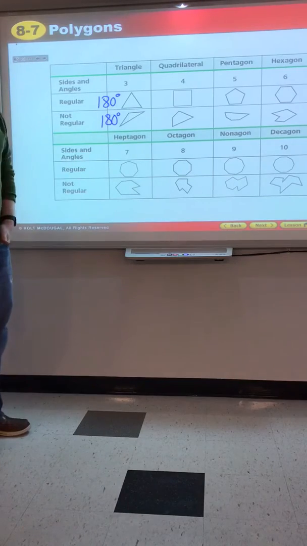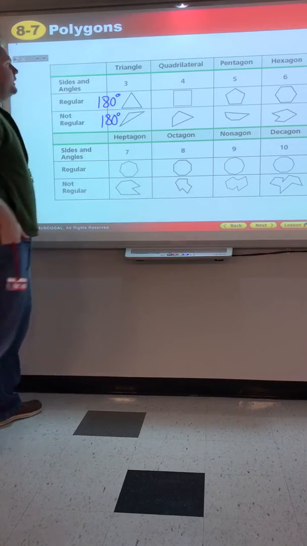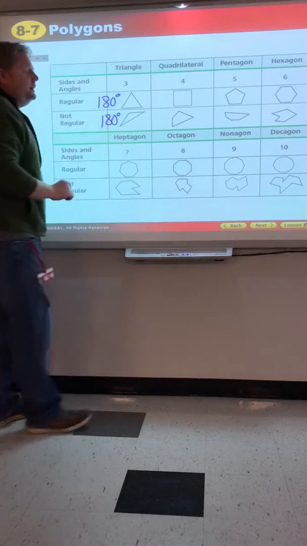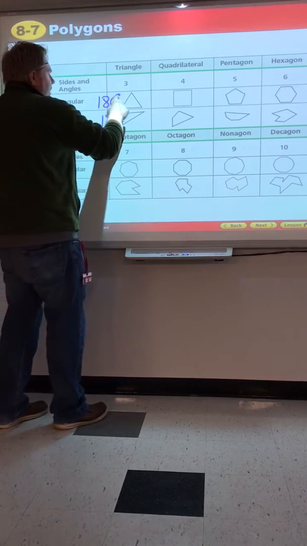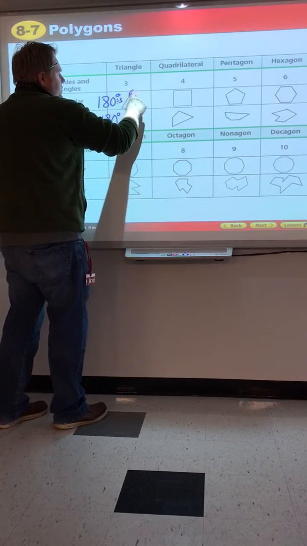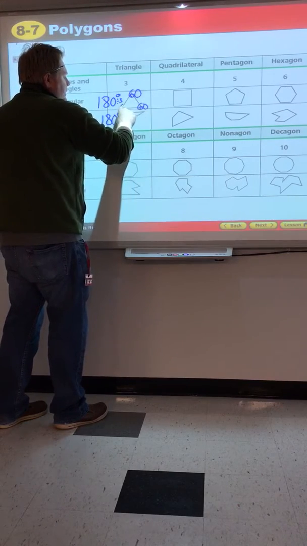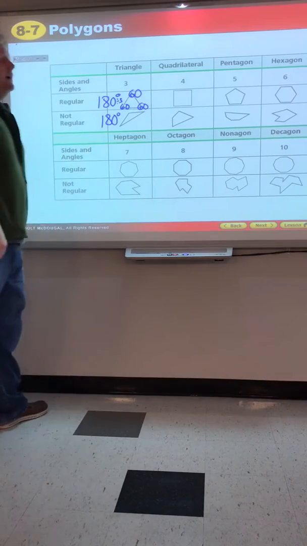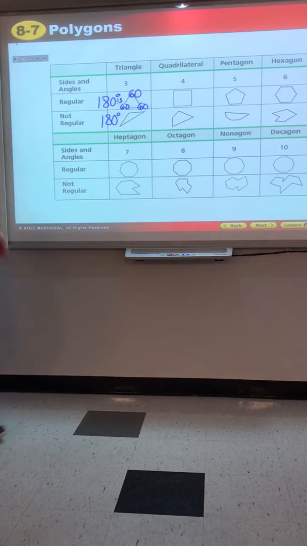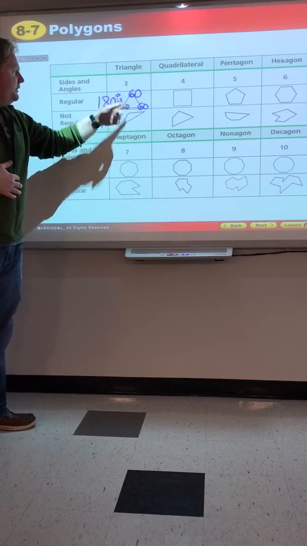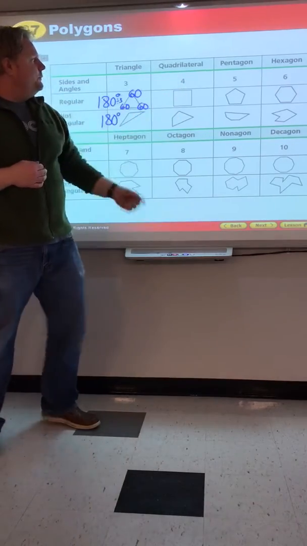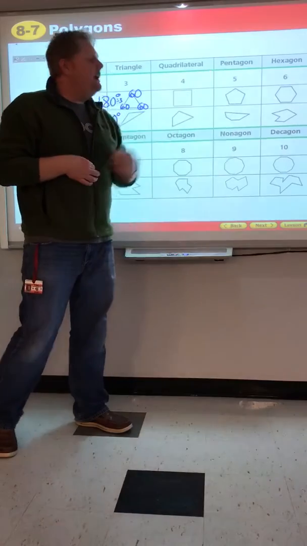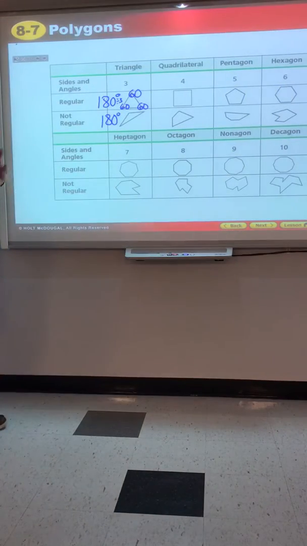Now, that becomes important because if this one is regular and all the angles are the same, well, we divide by 3 and know that each angle is 60. Alright, that becomes important. Dividing equally means we can use division. We divide by the number of angles. So this one we take 360 divided by 4. This one would be 540 divided by 5, and so on.